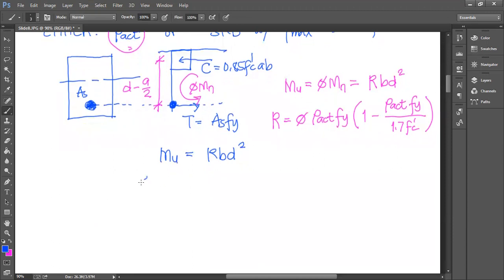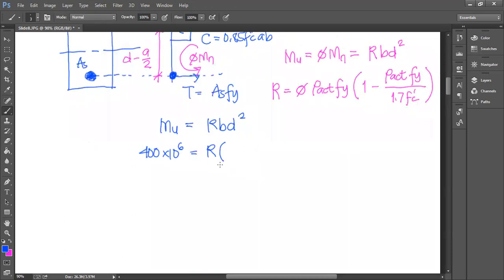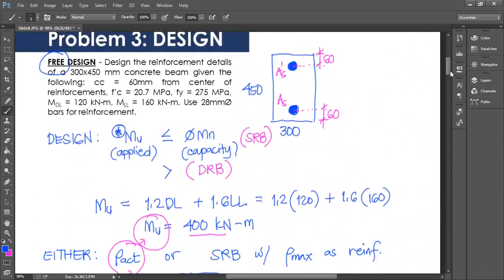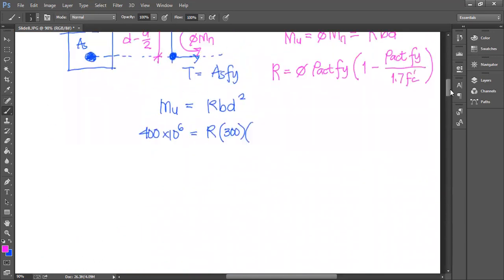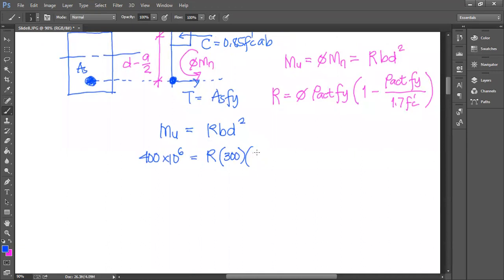So meron tayong 400 times 10 raised to 6 is equal to R multiplied by BD squared. Yung B natin or yung base natin is equal to 300 mm. And yung effective depth natin ay hindi pa natin nakakompute kanina. So ang effective depth natin in this case is 450 minus 60 or 390 mm. Yan ngayon yung effective depth natin. So multiplied by 390 squared.